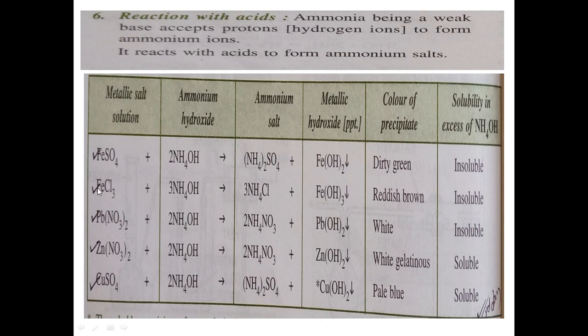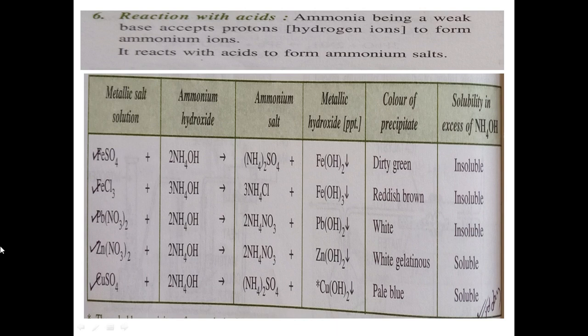Then ferric chloride, when combined with ammonium hydroxide, forms ammonium chloride and ferric hydroxide. The precipitate of ferric hydroxide is reddish brown, and it remains insoluble in excess ammonium hydroxide. Then lead nitrate, when combined with ammonium hydroxide, gives ammonium nitrate plus lead hydroxide, which is a white, insoluble solid precipitate, also insoluble in excess of ammonium hydroxide. Then zinc nitrate combines with ammonium hydroxide to form ammonium nitrate along with zinc hydroxide.